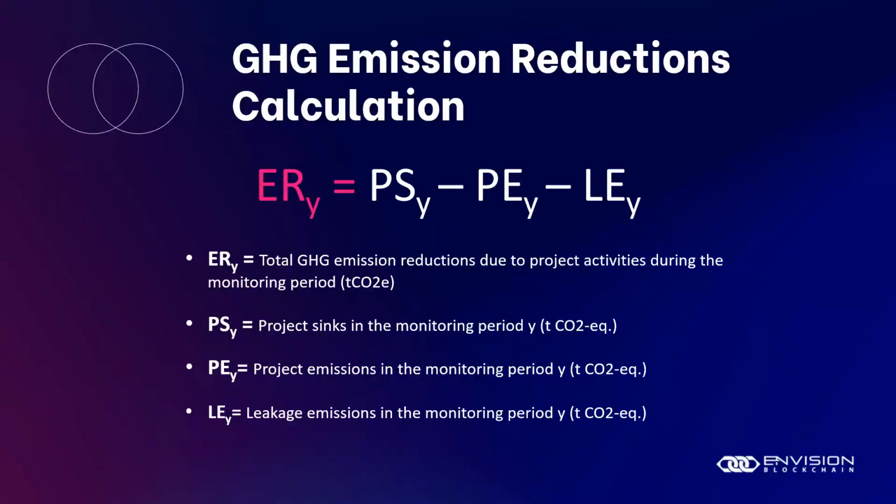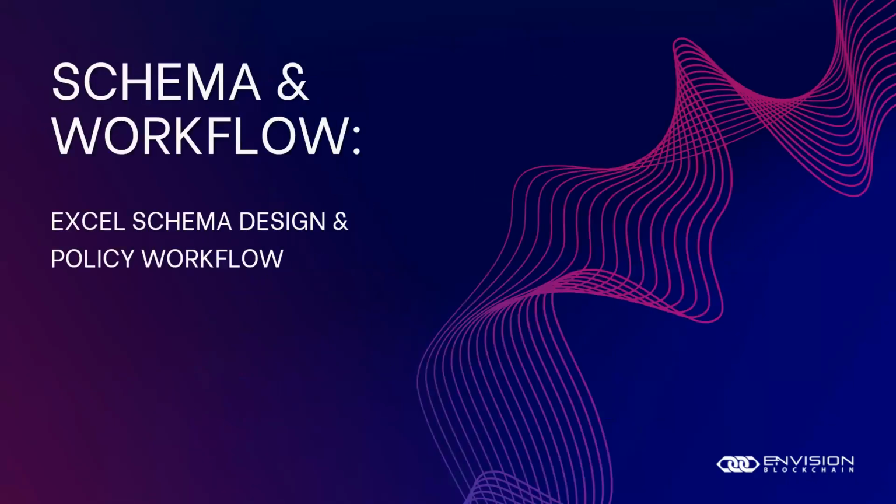Then here we see the final equation within the methodology, and it applies to all the calculation approaches, so the direct one or the indirect. It'll also take into account project emissions and any leakage emissions. So here we see the emission reductions are calculated by subtracting the project sinks from the project emissions, and then we subtract the leakage emissions. This will give us the tons of CO2 reduced by the project activities and will then reflect as the number of tokens minted. So now we can look at the schema and workflow.